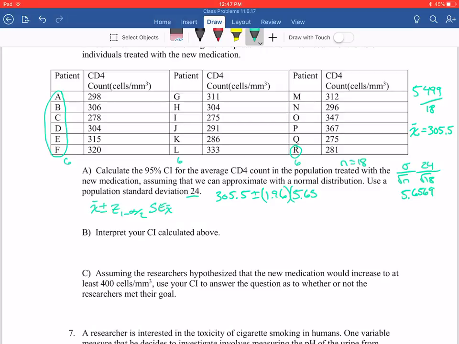Add that into our formula here. Multiply before we add or subtract. You're going to get a value of 11.0875 plus or minus 305.5, which is going to give us a confidence interval of 294.4125, comma, 316.5875.